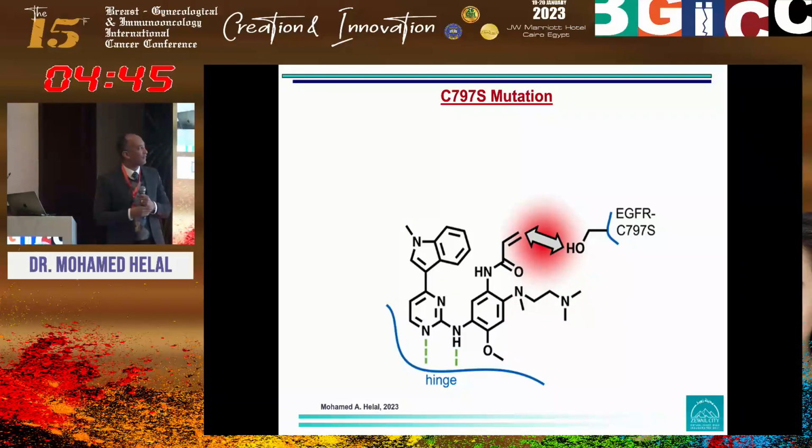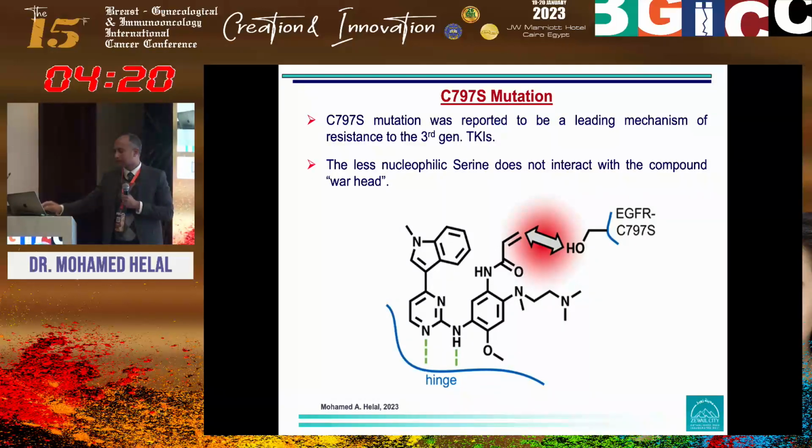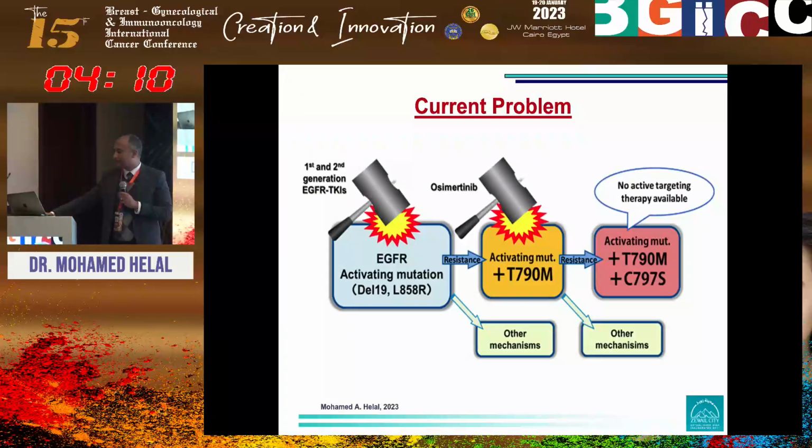But finally, we still have another problem. After 10 months of treatment with osimertinib in the clinical trial, 50% of patients unfortunately develop resistance to osimertinib, again due to mutation of cysteine 797, the target of alkylation of this alkylating agent, to serine, which is less nucleophilic because we have an OH group rather than an SH group here. So this mutation renders the third generation tyrosine kinase inhibitors ineffective, again, due to the less nucleophilic serine.